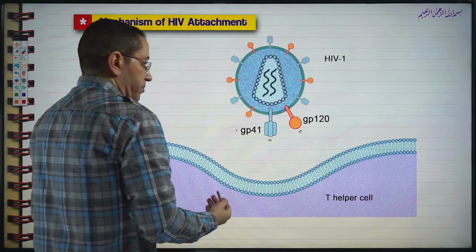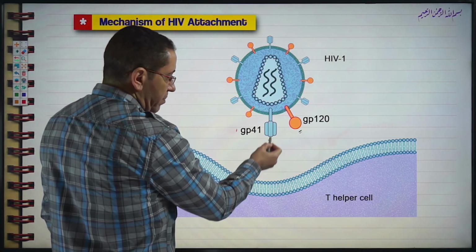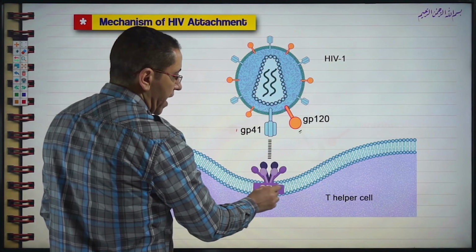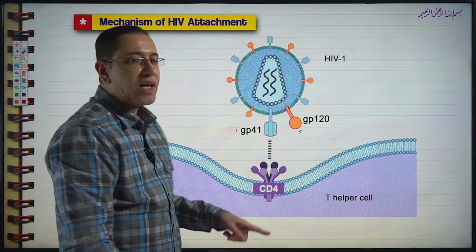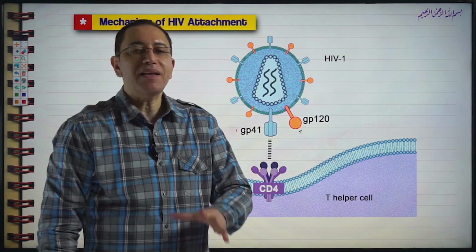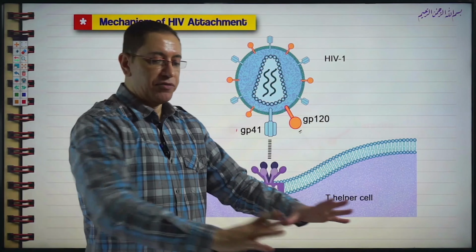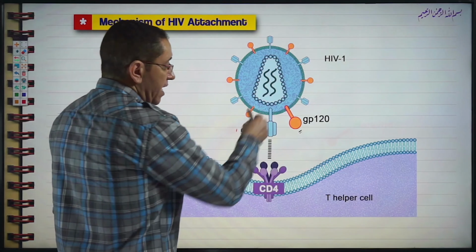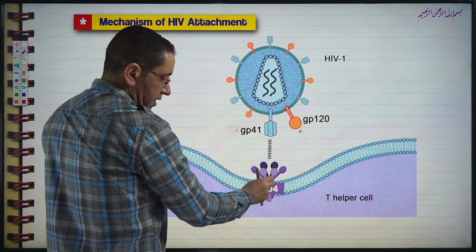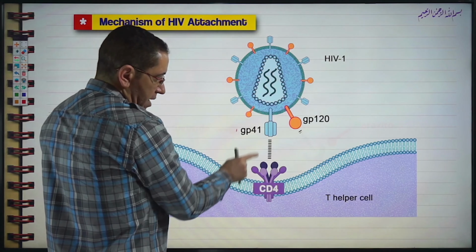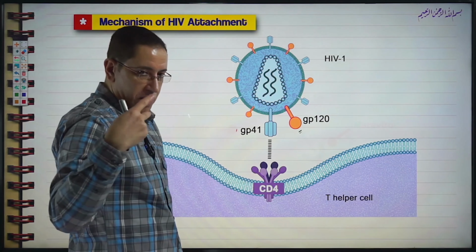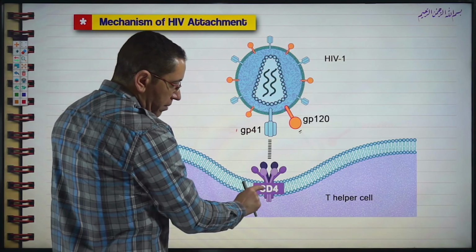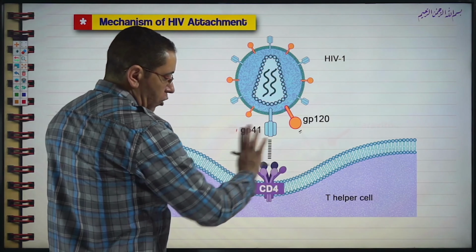Where does it attach exactly? When glycoprotein 41 reaches the T helper cell, it finds a receptor on the surface of the T helper cell called CD4. This receptor, CD4, is the one that characterizes the T helper cell, so that we sometimes call the T helper cell CD4 cells. It is the most famous receptor on the surface of the T helper cell. So the virus attaches to this receptor by its GP41. Remember them so you don't forget this. It's called GP41. This 4 in 41 should remind you of the 4 in CD4.